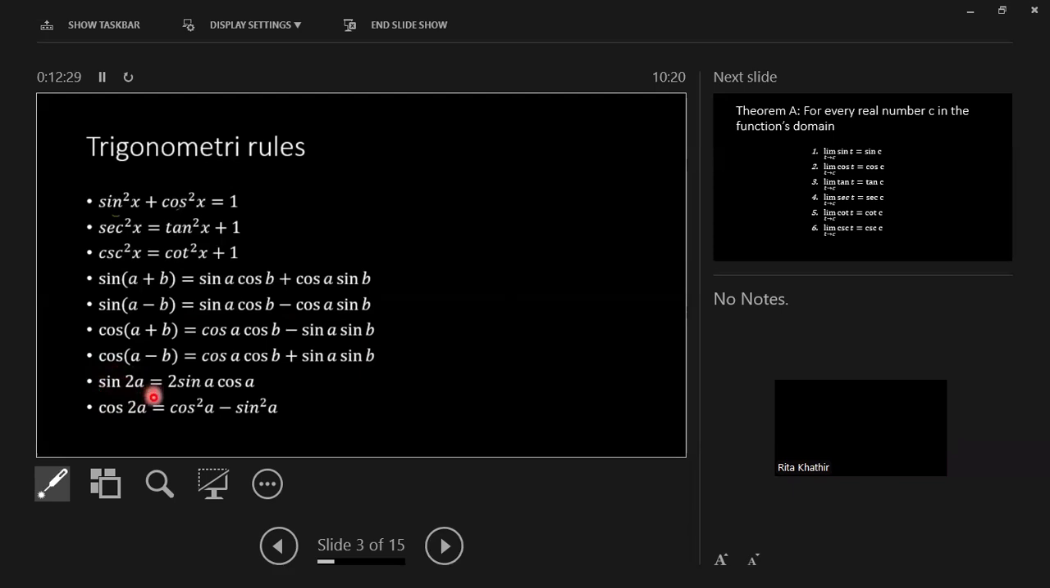And we also have sine 2A. Sine 2A equals 2 times sine A cos A. And then cos 2A is cos square A minus sin square A. Try to write these rules or formulas, so you will feel it is easier. You can use them later if you need them.